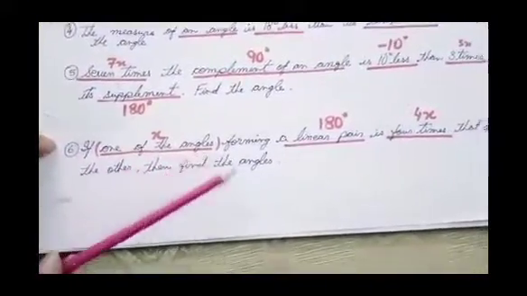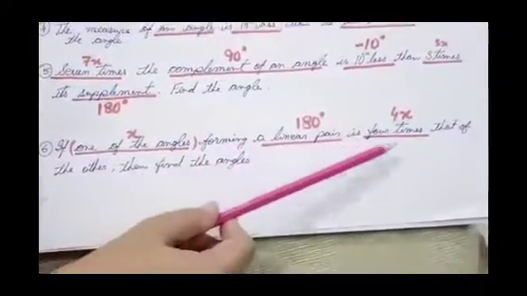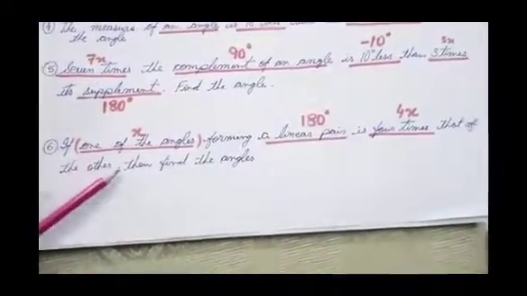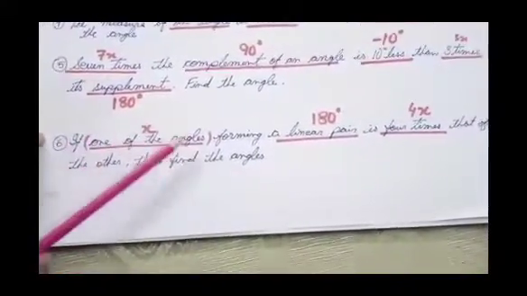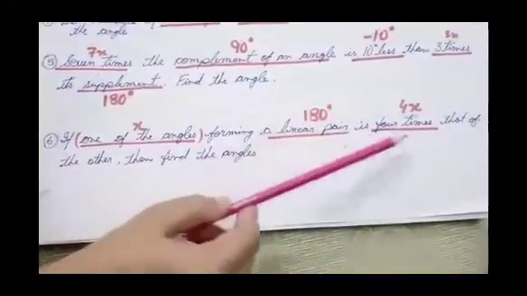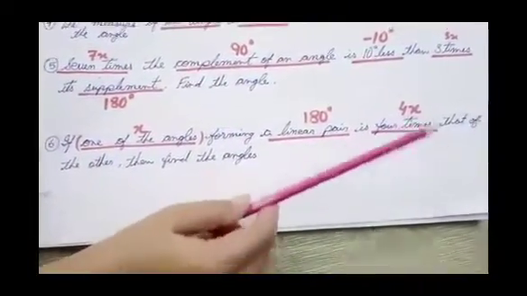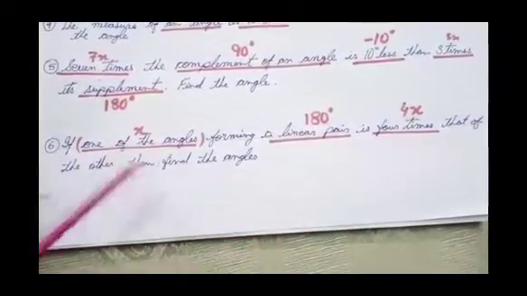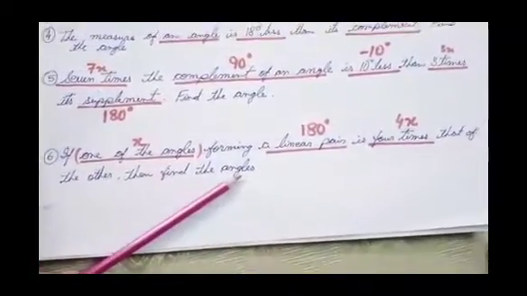Now we will go to revision exercise number 6. If one of the angles forming a linear pair is 4 times that of the other, find the angles. One of the angles, so let the angle be x. Linear pair means 180 degrees. 4 times means 4x. So find the angles. Okay, now let us see.